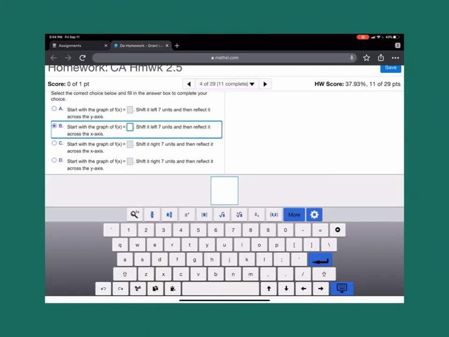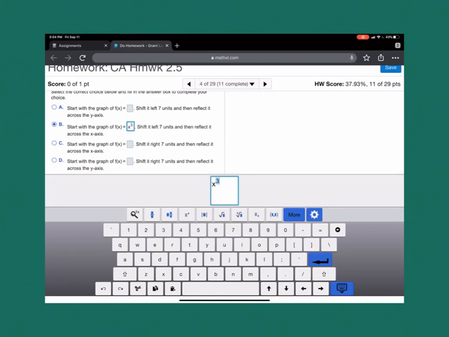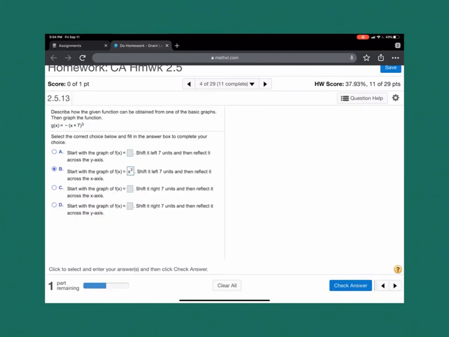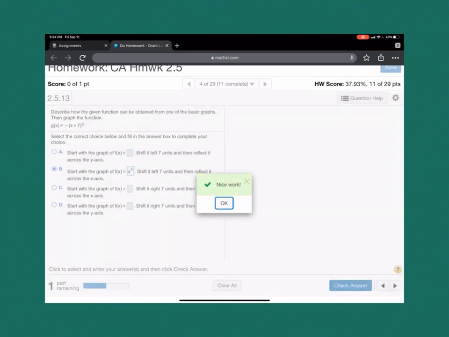Then they want to know what our base function is. Our base function is going to be x to the third power. That thing is shifted to the left 7 units, and then it's reflected across the x-axis. Check our answer, and we got it.